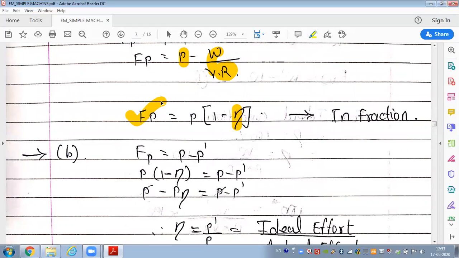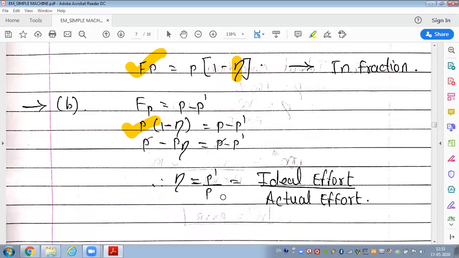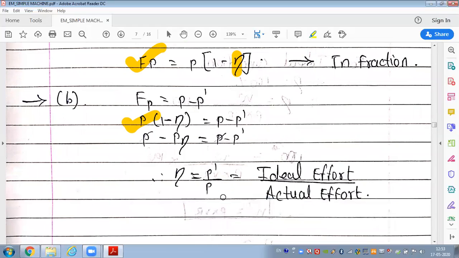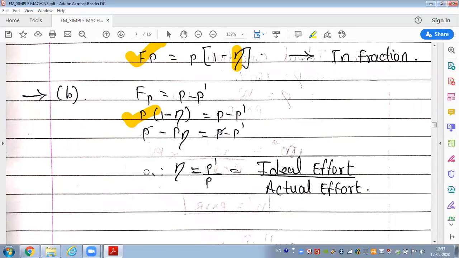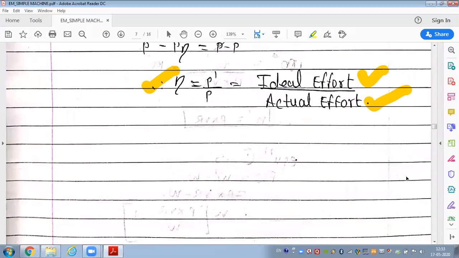Put this value: P in bracket 1 minus efficiency equals P minus P dash. So P is multiplied into the bracket. So P minus P into eta equals P minus P dash. So P is cancelled out from both sides, and finally you obtain the equation of efficiency, P dash by P. The P dash is the ideal effort and the P is the actual effort.